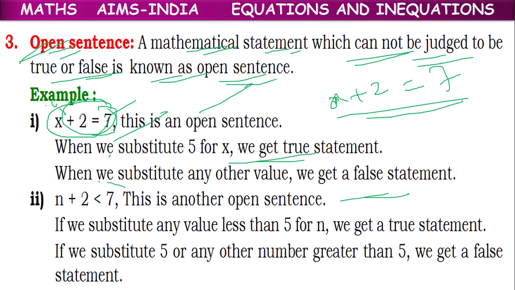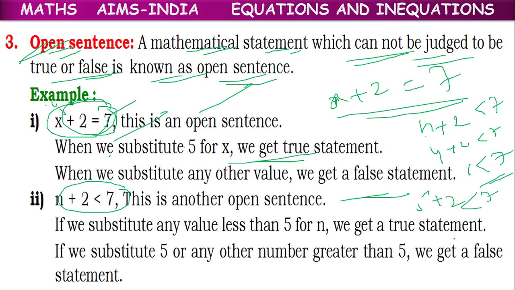And n plus 2 less than 7. If we keep 4 plus 2 less than 7, 6 less than 7, true. But if we keep 5 plus 2 less than 7, 7 less than 7, wrong. Means for some value it is true, some values it is false. Same sentence can be true or false. So these kind of sentences can be called as open sentences.